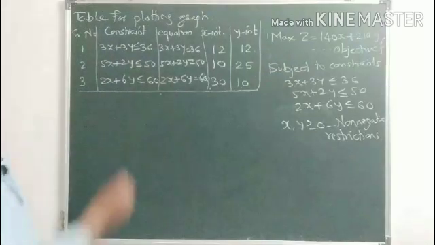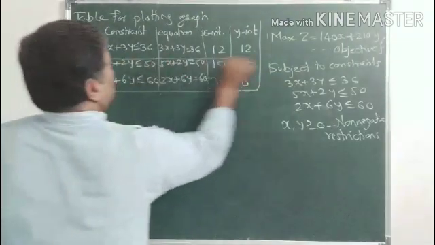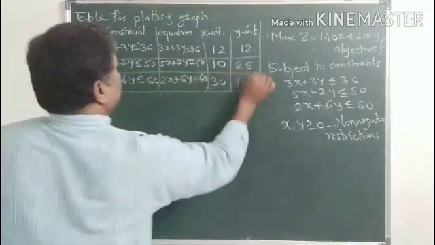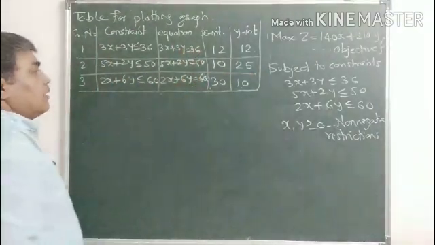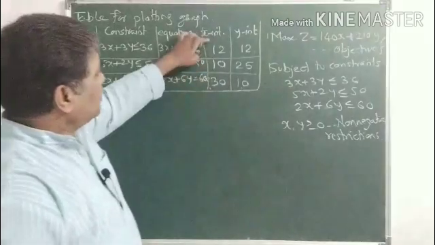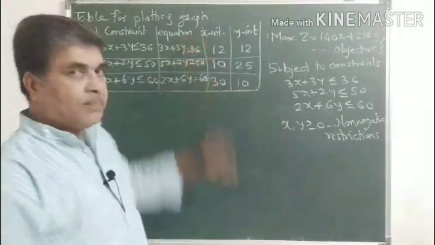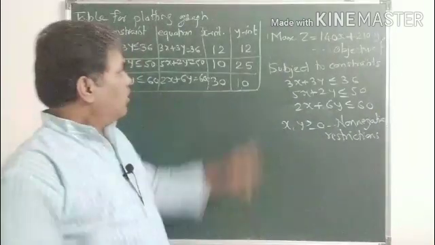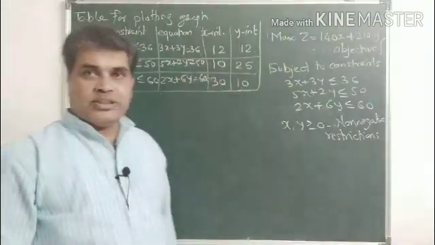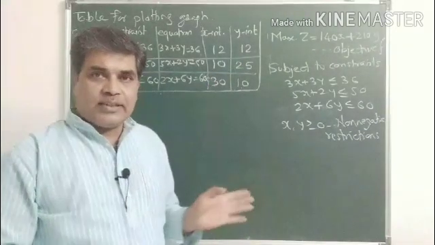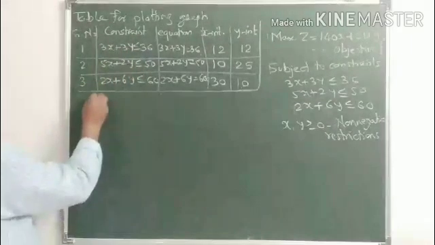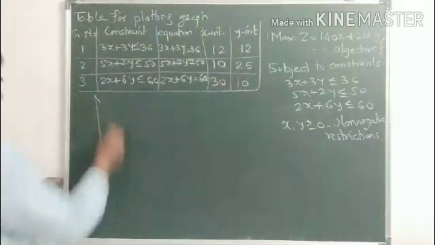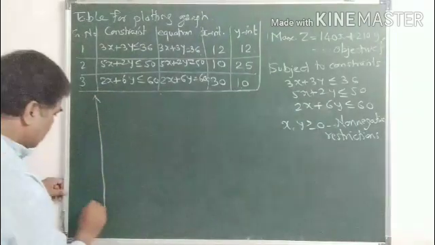Now, we'll use this table to plot the graph. Means first we will plot these equalities as lines. Now here if you observe, all x-intercepts are positive. All y-intercepts are positive. There is no negative intercept. So on graph paper I will take origin on the leftmost and downward side.